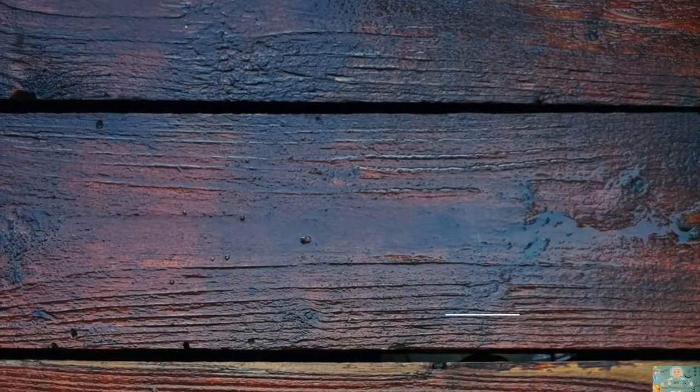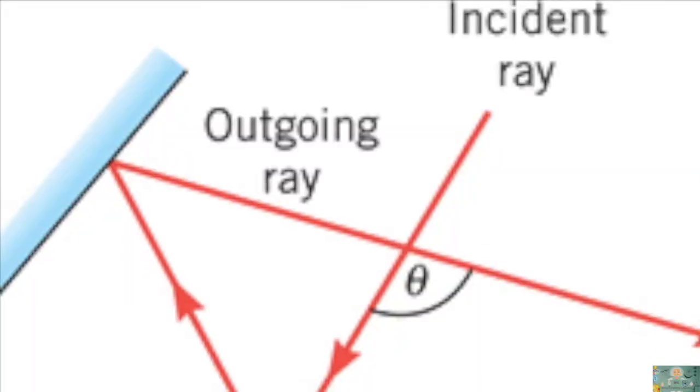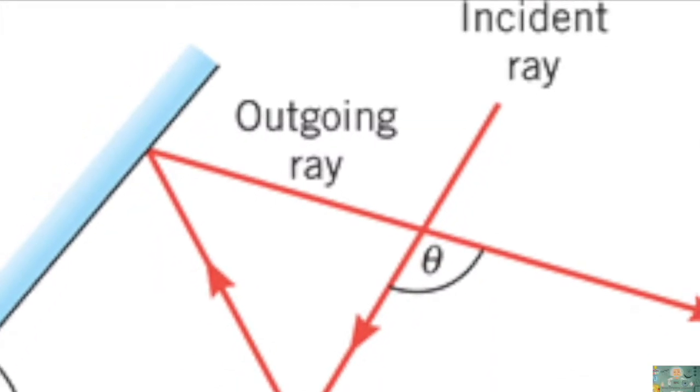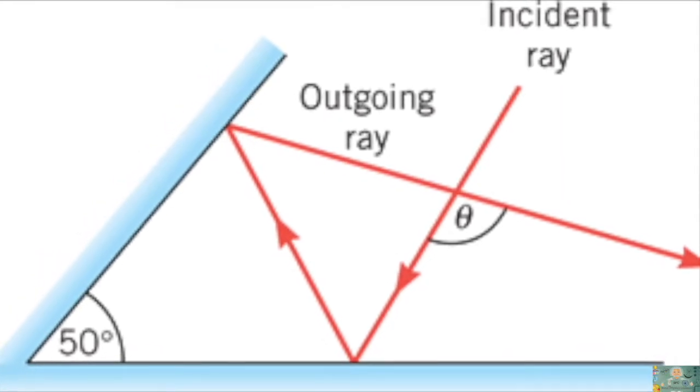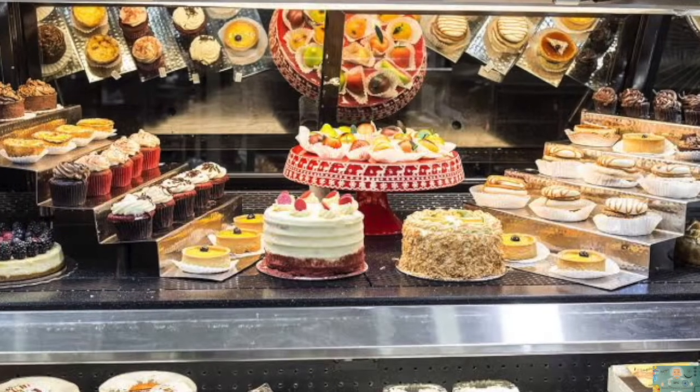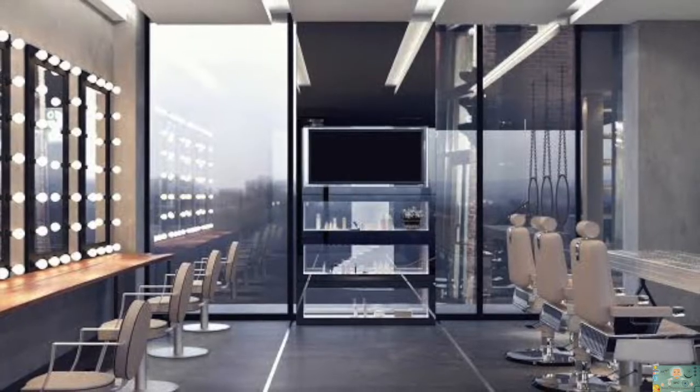Multiple reflection means light getting reflected back and forth multiple times between reflecting surfaces. This is used to create optical illusions in bakeries and saloons.